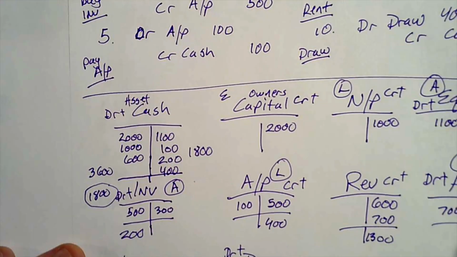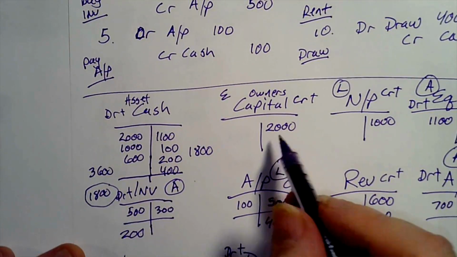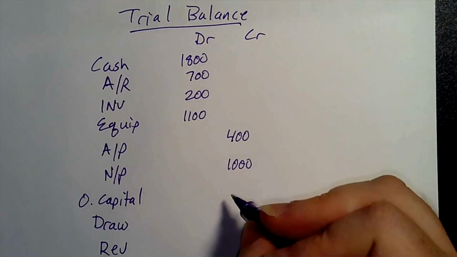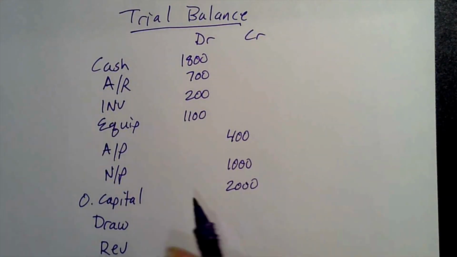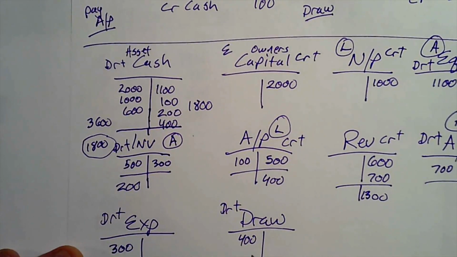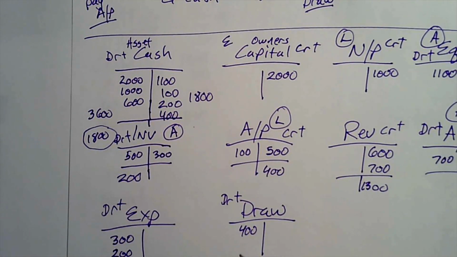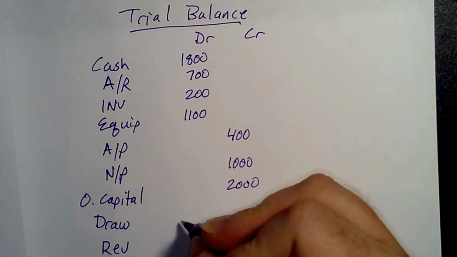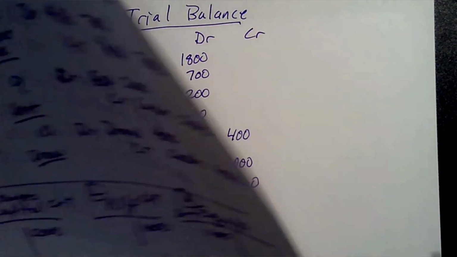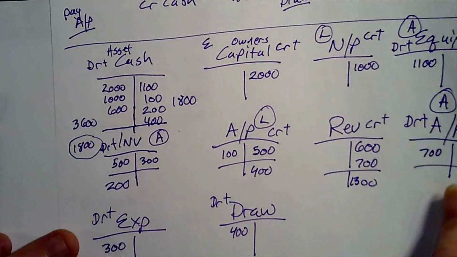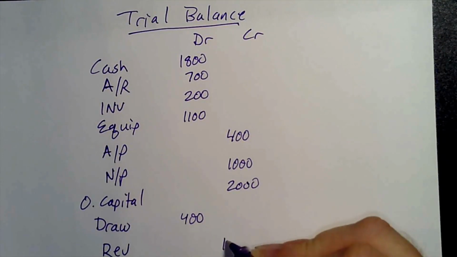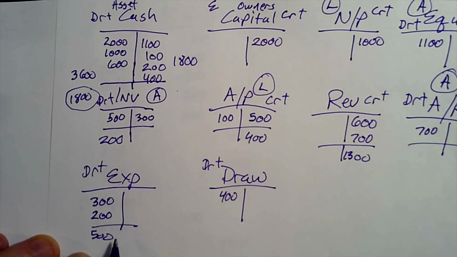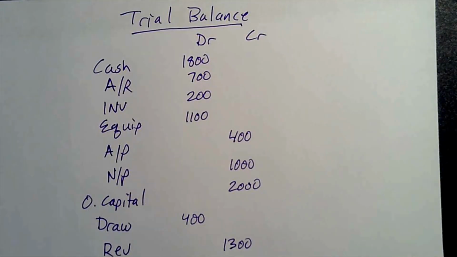How much investment from the owner? It was $2,000. How much did the owner draw out of the business for their own use? $400, and that's a debit. And then revenues were $1,300 credit. And my expenses were a $500 debit.